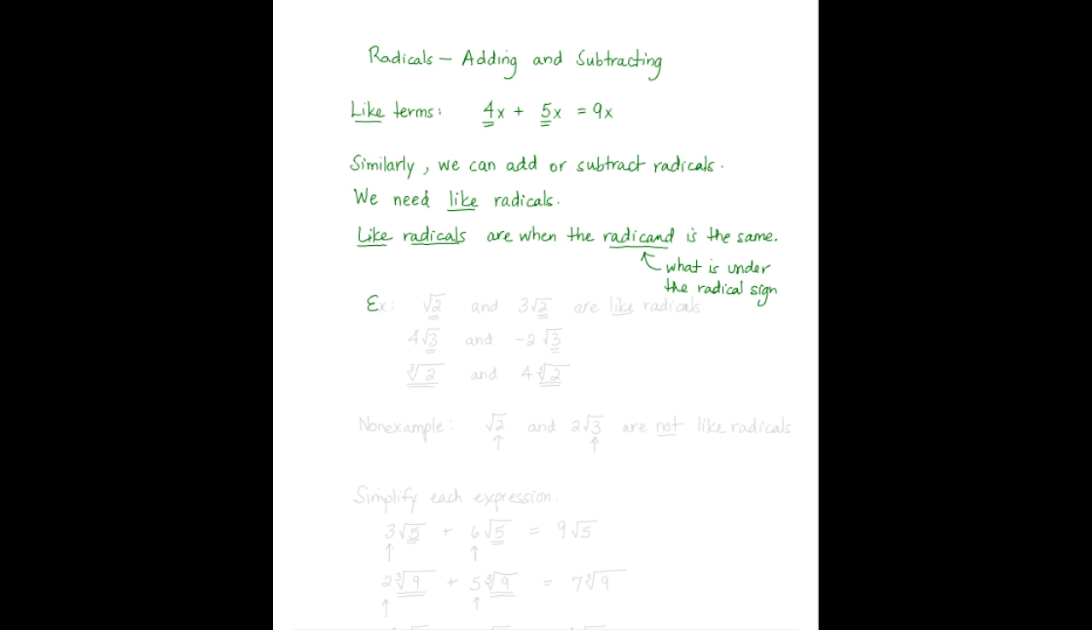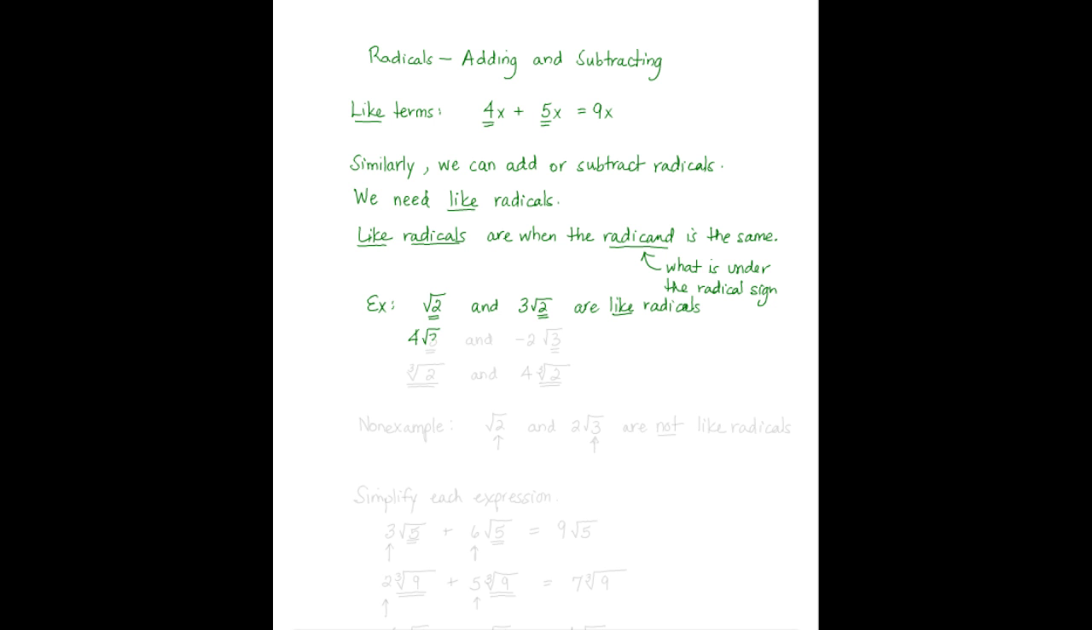Okay. For example, square root of 2 and 3 square root of 2 are like radicals. They're alike because the numbers underneath the square root symbol, underneath the radical sign, are the same. Both of them have a square root of 2. The 2's are the same under the radical sign.